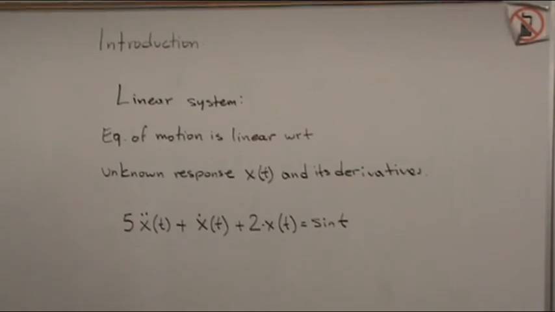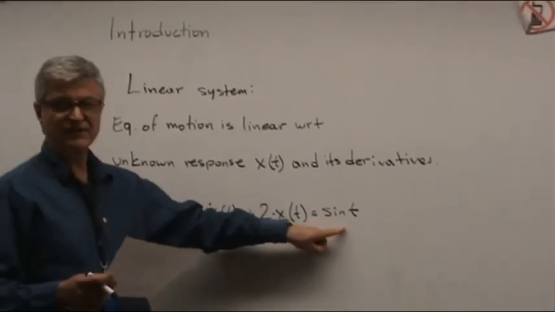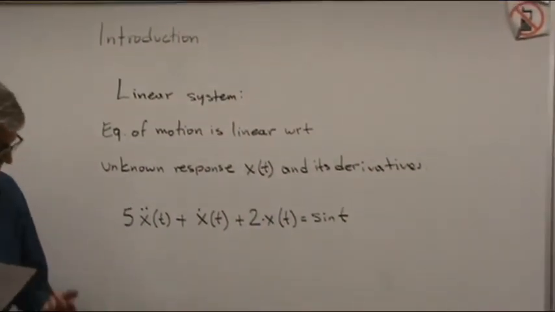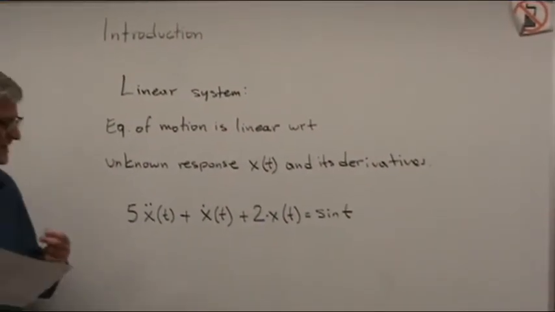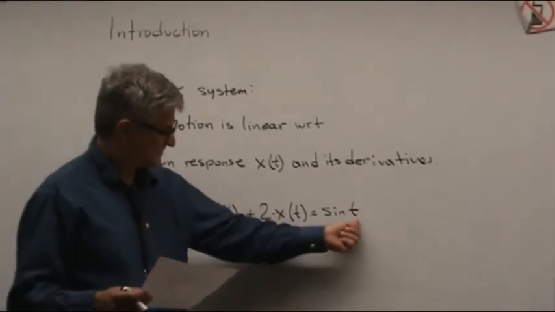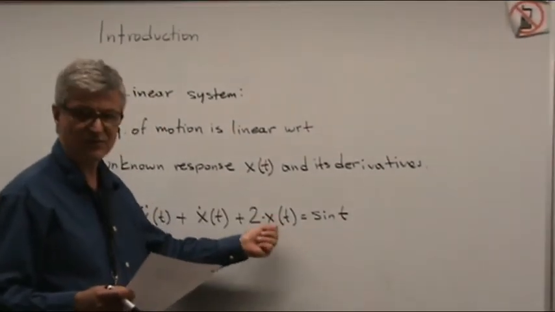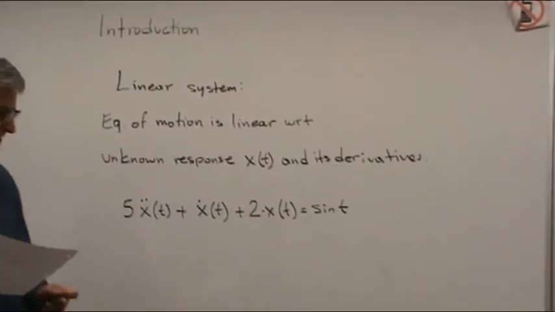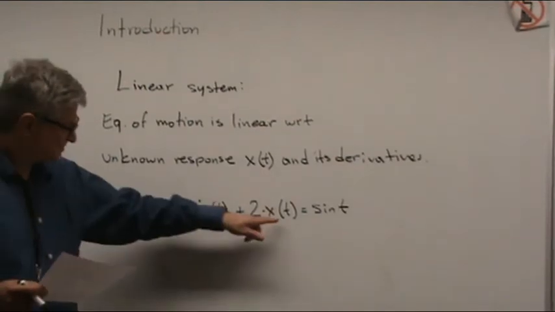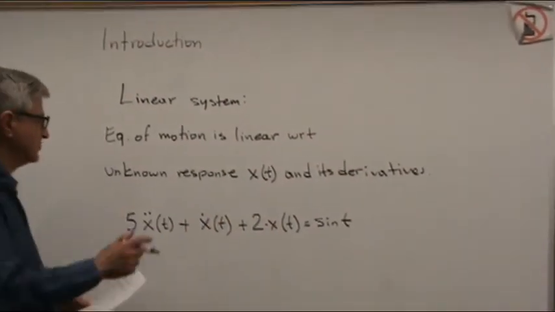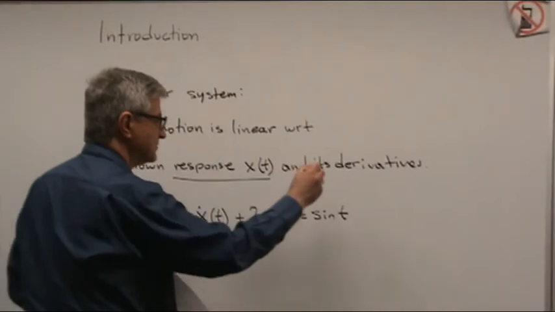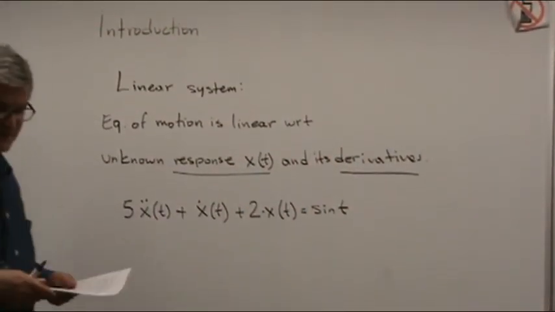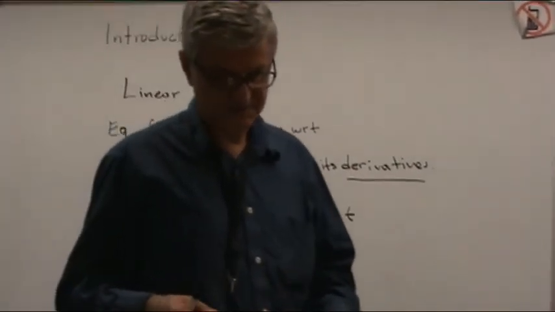Now, someone may say, but sine of t is nonlinear. It's a nonlinear function of time. Yes, this is true, but this is a function of time. It's not a function of the unknown quantity. So what is important is the unknown quantity. You should have only first powers of the unknown quantity, the unknown response, and the derivatives. Okay?